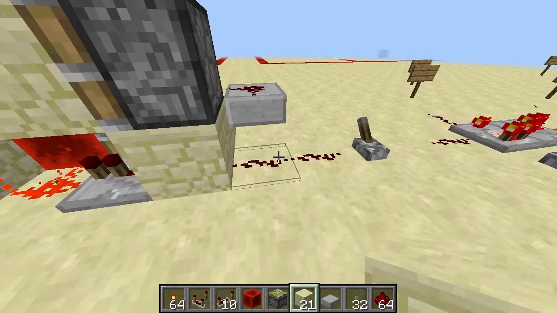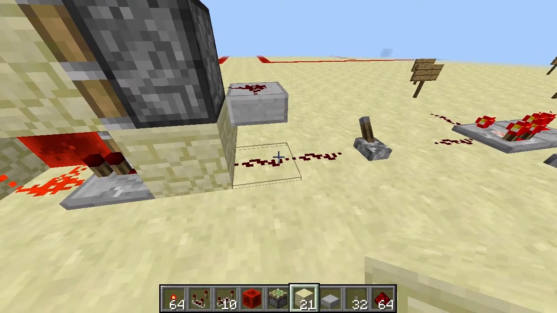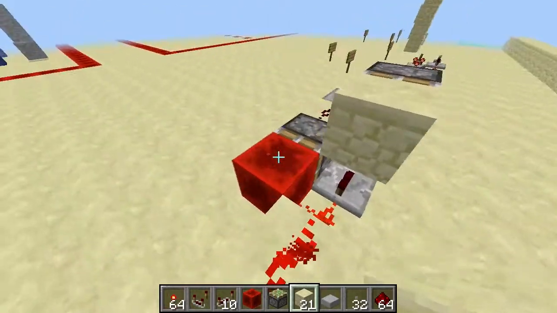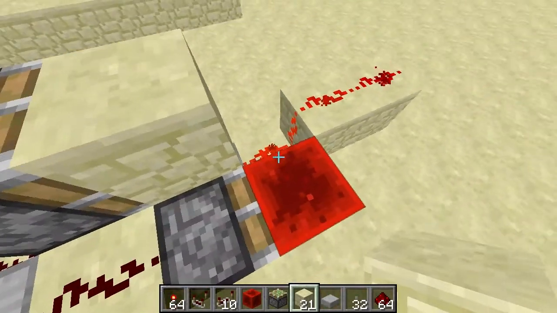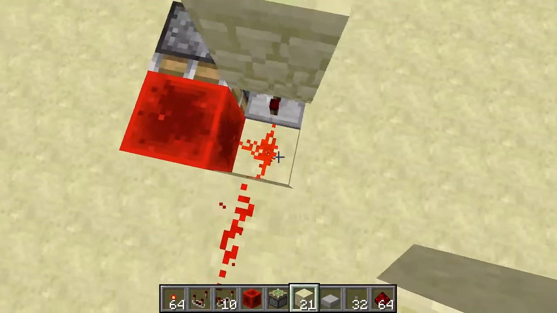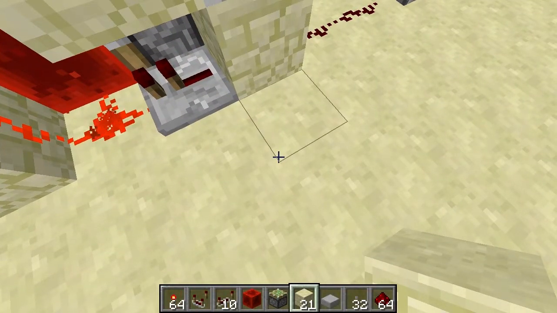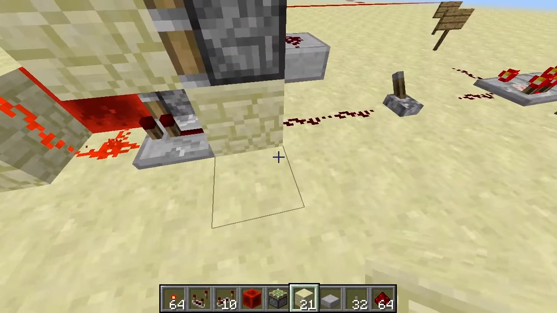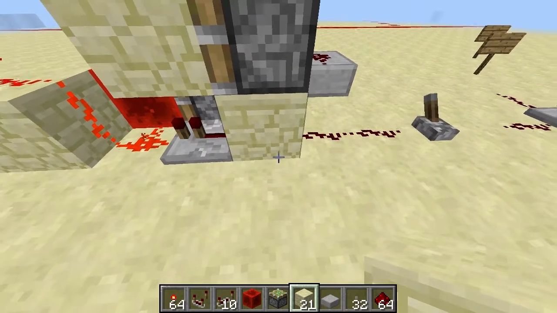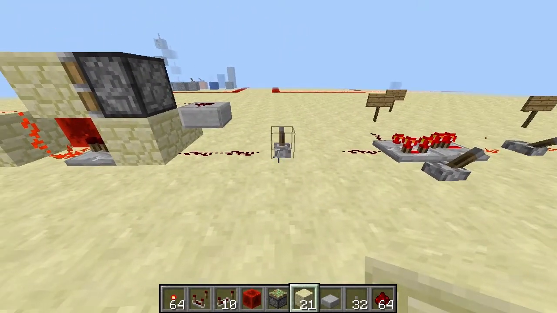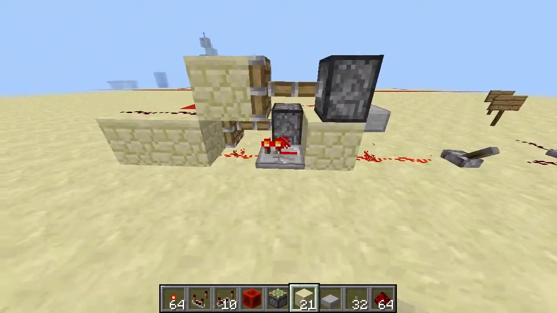Okay, so when it's off, let's just see what it says. When the input is off, the block of redstone powers the output. So that's pretty straightforward. When the input turns on, the block of redstone is immediately moved, cutting off the output's power. So that makes pretty obvious sense.